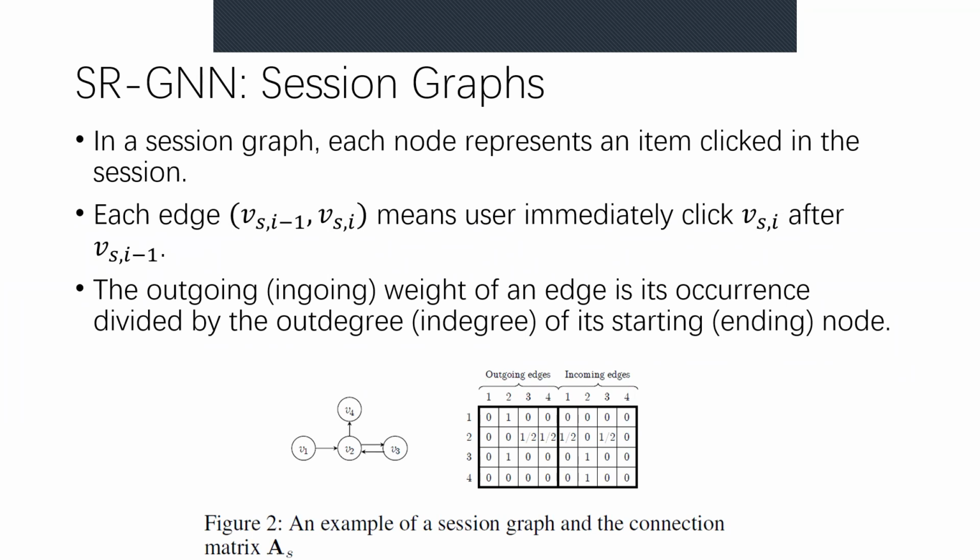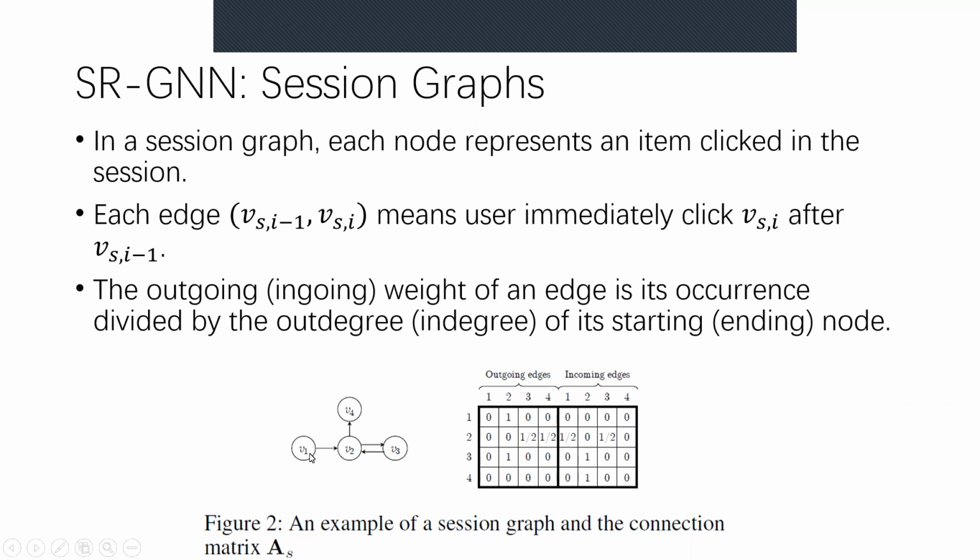This paper represents each session as a graph. In a session graph, each node represents an item clicked in the session, and each edge (v_{s,i-1}, v_{s,i}) means the user clicked v_{s,i} immediately after v_{s,i-1}. Each edge has an outgoing weight and an ingoing weight. The outgoing weight of an edge is its occurrence divided by the out degree of its starting node.